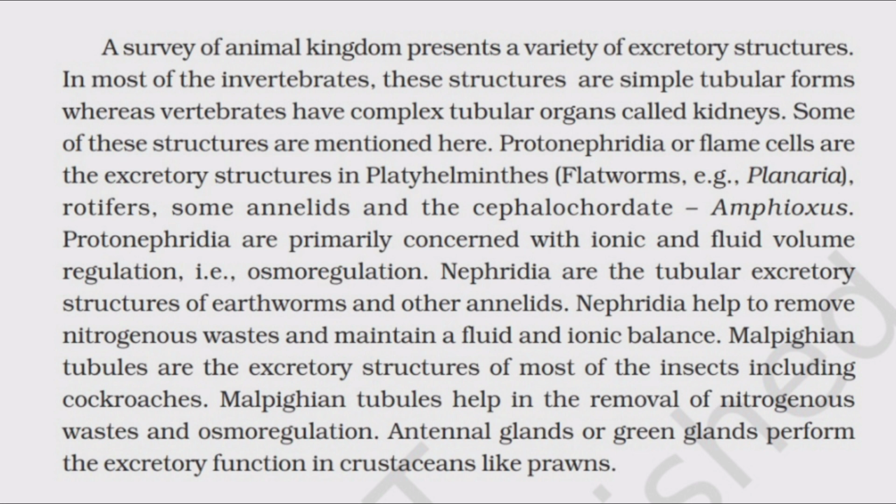Nephridia are the tubular excretory structures of earthworms and other annelids. Nephridia help to remove nitrogenous waste and maintain a fluid and ionic balance. Malpighian tubules are the excretory structures of most of the insects, including cockroaches. Malpighian tubules help in the removal of nitrogenous waste and osmoregulation. Antennal glands or green glands perform the excretory function in crustaceans like prawns.